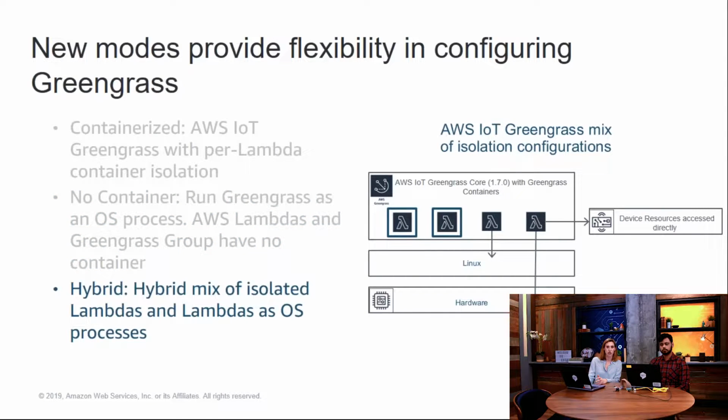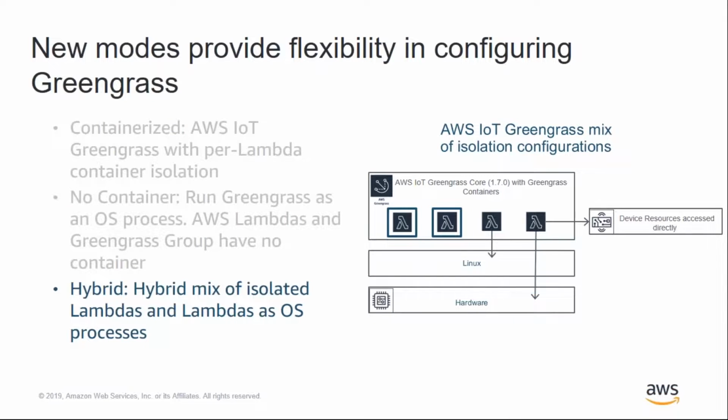You might also be interested in keeping some of your Lambdas in isolation in those containers, but having a few of them run as OS processes so that you can directly access certain types of devices, like a USB resource or a Bluetooth Low Energy device that doesn't have a fixed file path, so that you can't configure through local resource access.